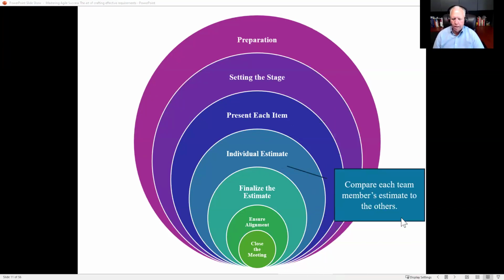And then you have individual estimates. And so this is where the Fibonacci cards come in a lot of times, where people will write an estimate on a card.